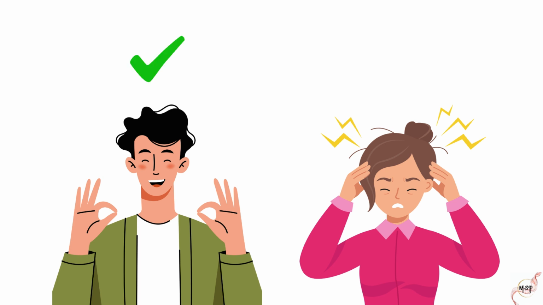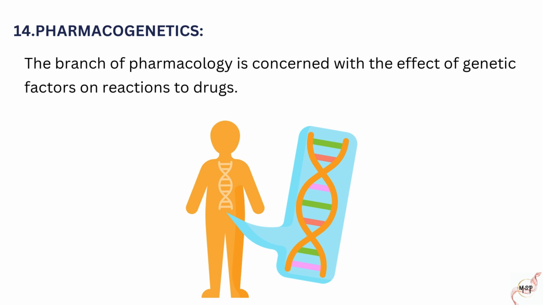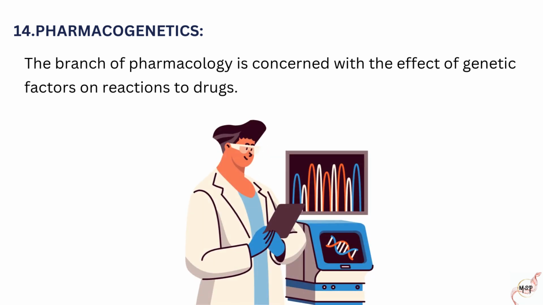Some patients might respond well to a drug while others might experience severe side effects, all because of their genetic makeup. Next is pharmacogenetics. Have you ever wondered why the same medicine works wonders for some people but causes side effects in others? The answer lies in pharmacogenetics. It is a branch of pharmacology concerned with the effect of genetic factors on reaction to drugs. In simpler terms, it is a study of how individual gene variations affect drug response.